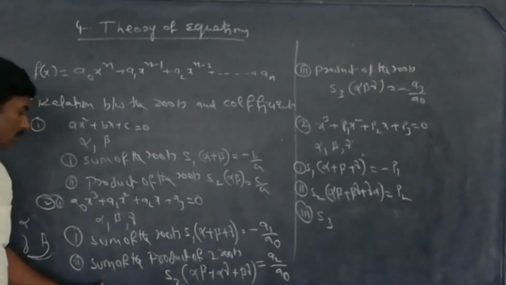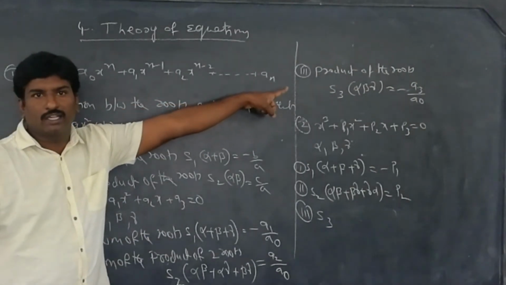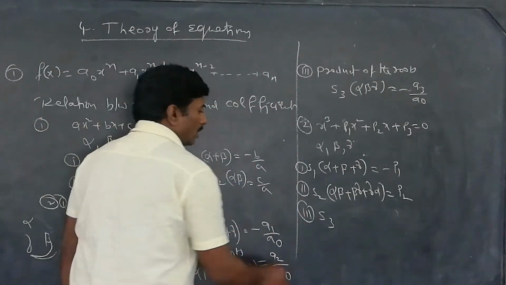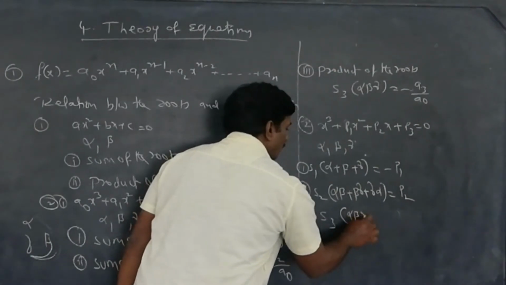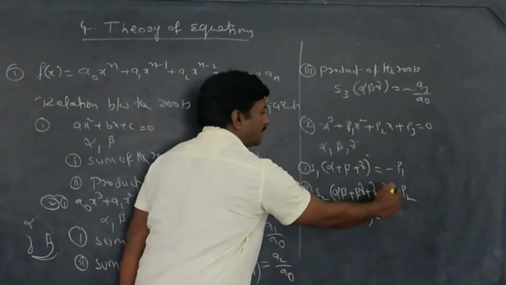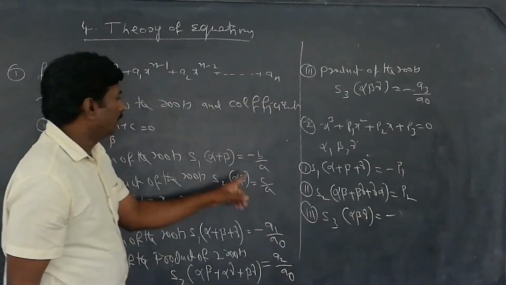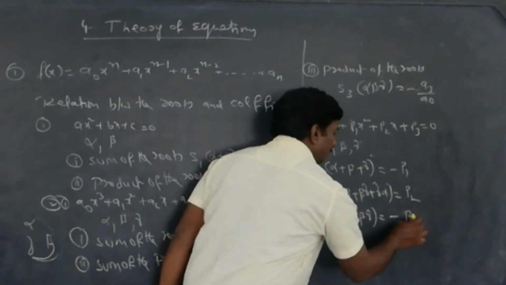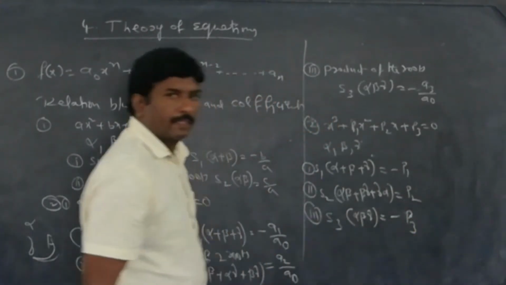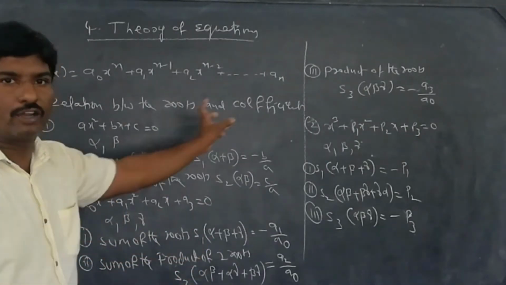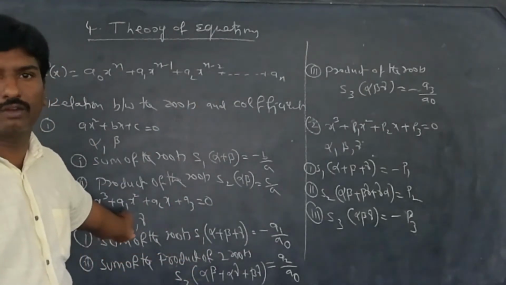Now third one, S3. S3 means product of the roots, that is alpha, beta, gamma. Product means multiplication. Next again alternate sign, minus, plus, minus. Now which term do you have to take here? Constant, that is P3. Right? So these are the two formations we have in this chapter for a cubic equation, for a non-monic cubic equation.